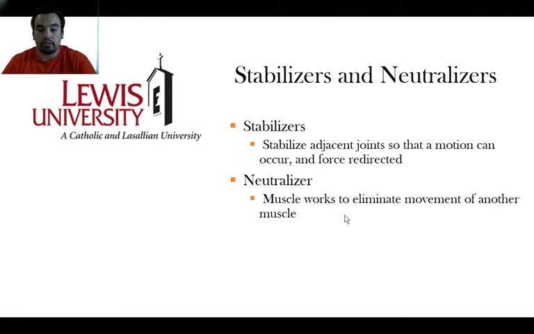The neutralizer is a muscle that works to eliminate the movement of another muscle. Okay, so like the triceps and the biceps, those are both neutralizers to each other. They work to eliminate movement of another muscle. Okay.